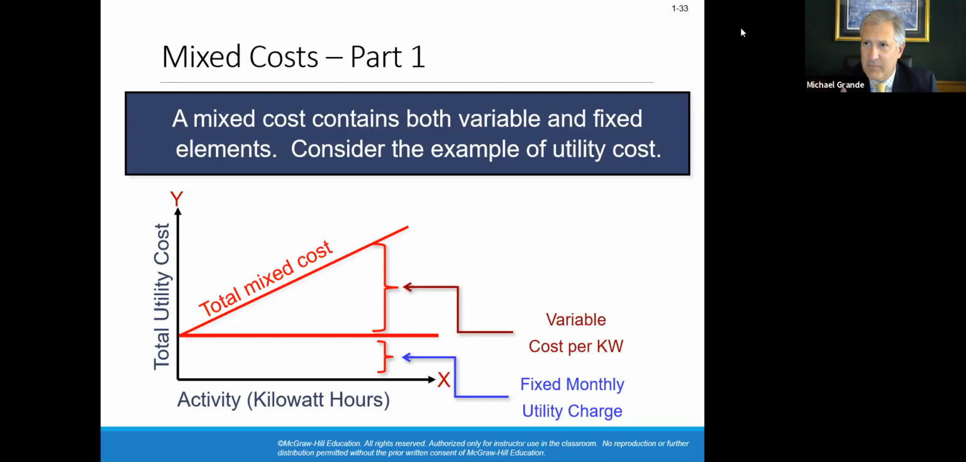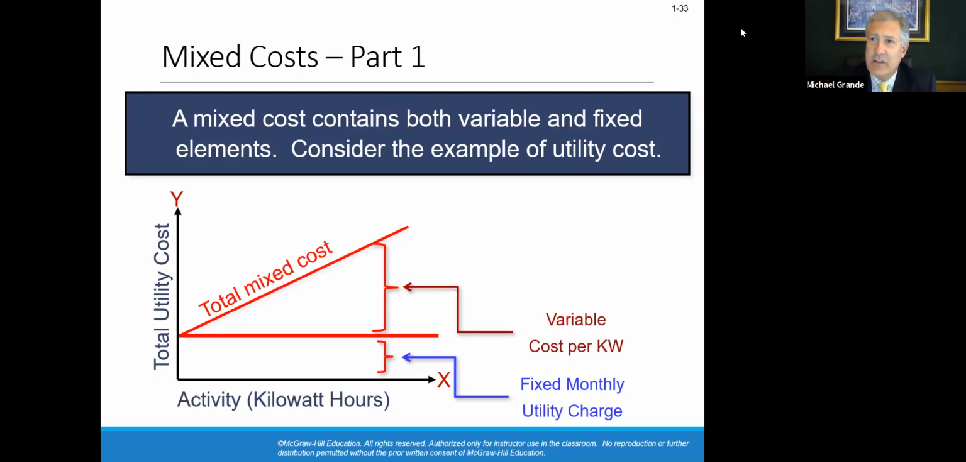Variable, fixed. But what is a mixed cost? A mixed cost contains both. A mixed cost has a fixed component and a variable component. In order to predict total cost, you need to know the cost formula. Again, we're trying to predict cost. This is not actual cost. We're not going to look at a journal entry and figure out what the cost is. We need a formula to predict cost. So a mixed cost has both.